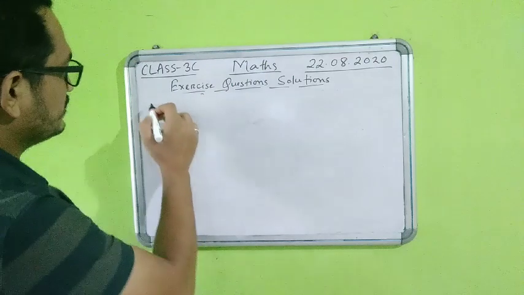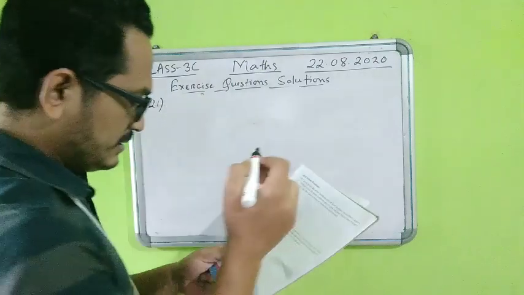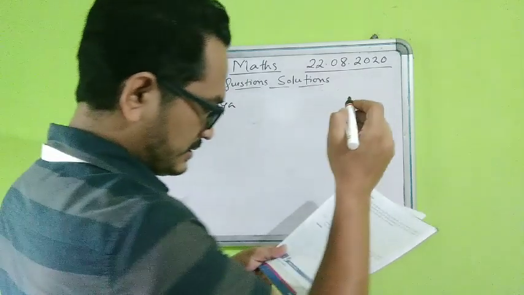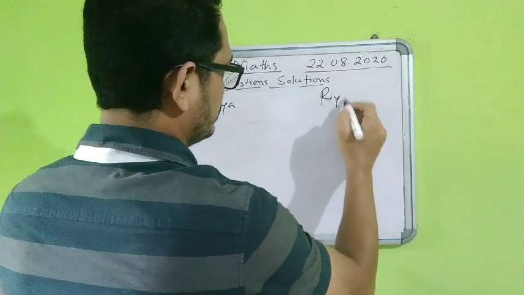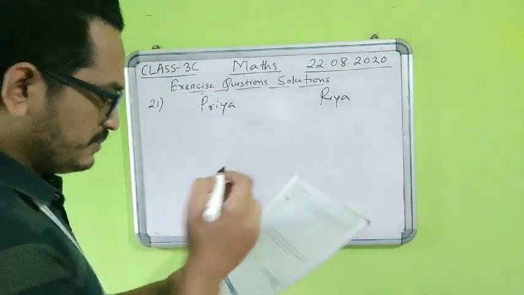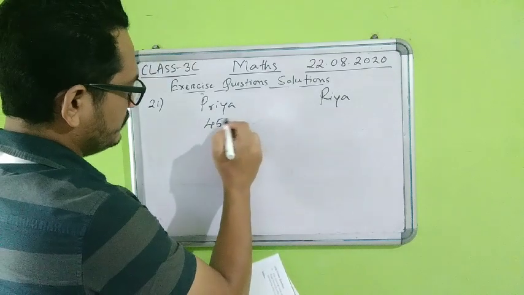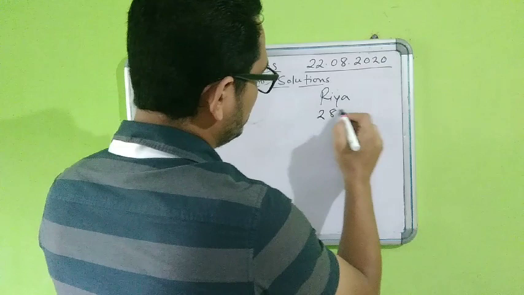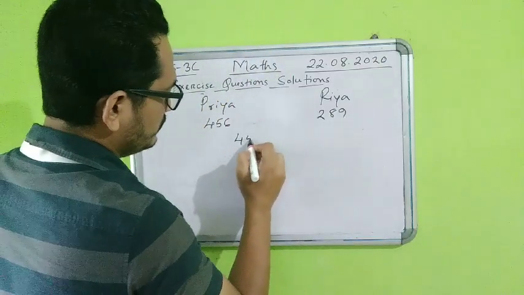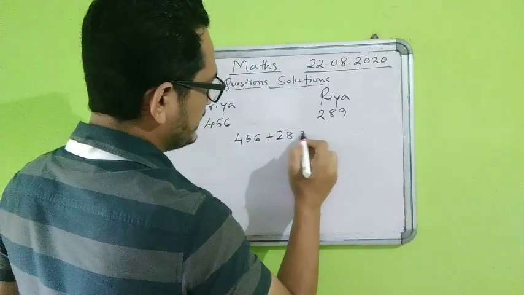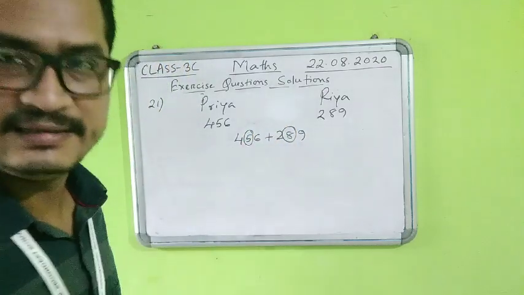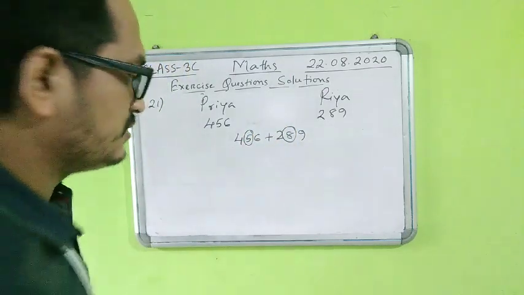So question number 21. This is Priya and this is Riya. So Priya has how many? Priya has 456 and Riya has how many? 289. So if I add now 456 plus 289, let us take the tens place. It is a 3-digit number this time, but we need to take the tens place always.